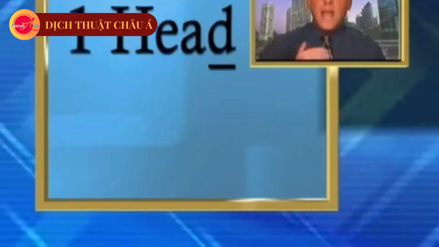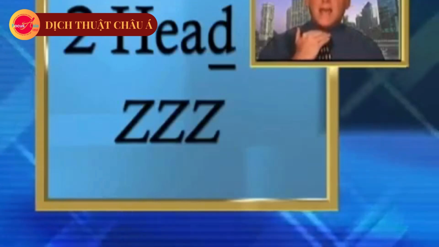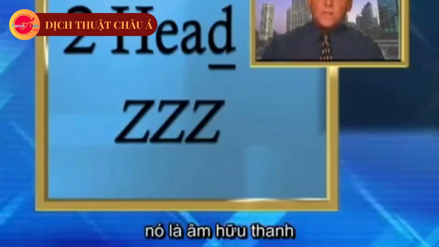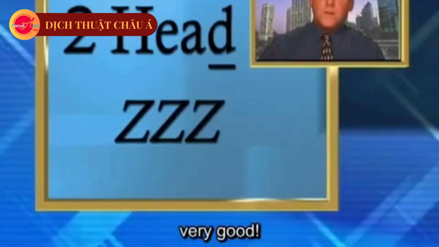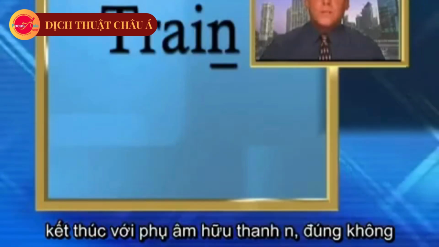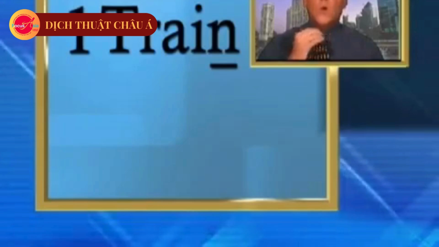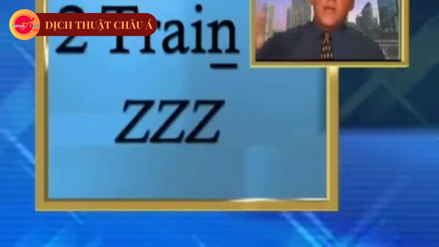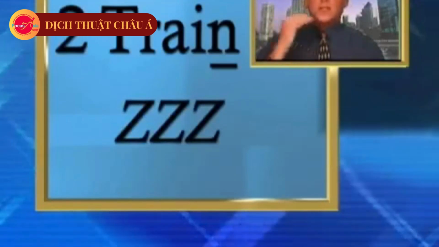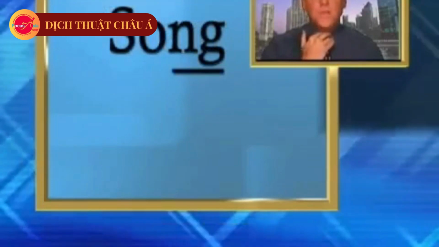So we've got 1 head or 2 heads. Heads. It's voiced. 2 heads. Very good. Next word, train, ends with a voiced N. See that? So you've got 1 train or 2 trains. 2 trains with a voiced Z ending.